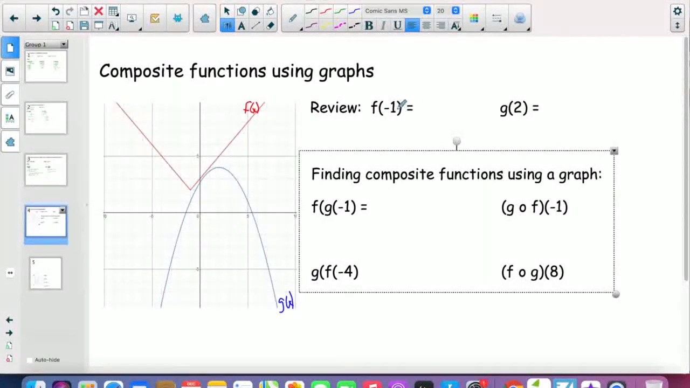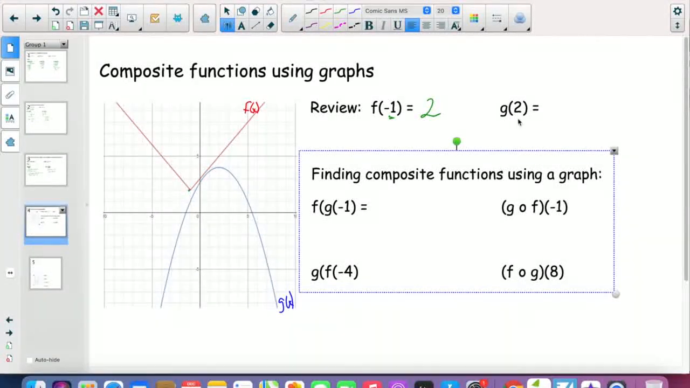So if they ask us to find f of negative 1, they want us to go to the x value of negative 1. Negative 1 is right here. And then they want us to find what the y value in that f function is at negative 1. Well, that would be this point right here. The y value at that point would be 2. So f of negative 1 is equal to 2.